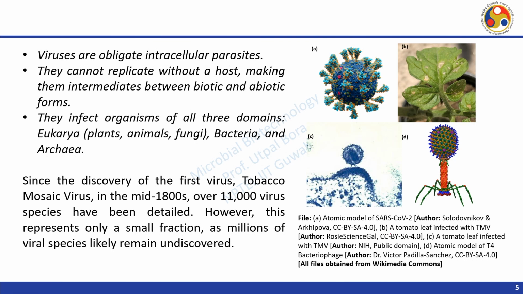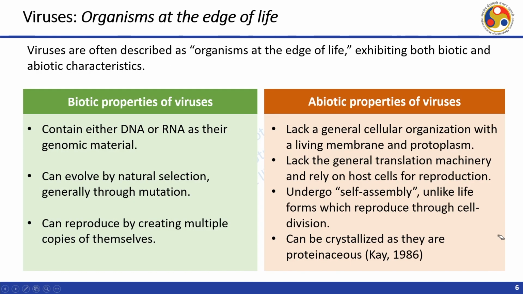So, this is the atomic model of a SARS-CoV-2 virus in A, which we have already shown you in an earlier slide, and in B you can see a tomato leaf infected with tomato mosaic virus, and number C, a tomato leaf infected with TMV, another picture, and in D you can see the atomic model of T4 bacteriophages. What are bacteriophages? We will be discussing that soon.